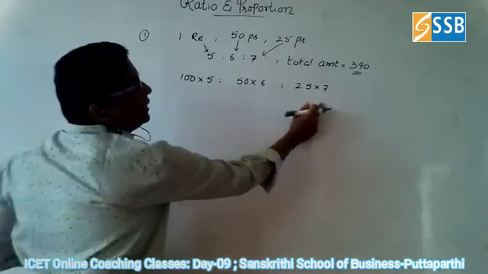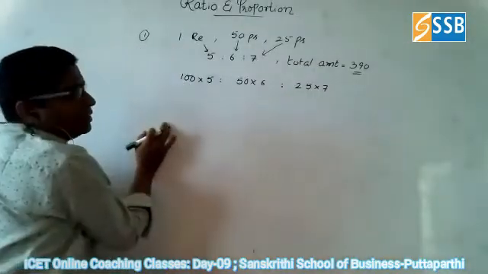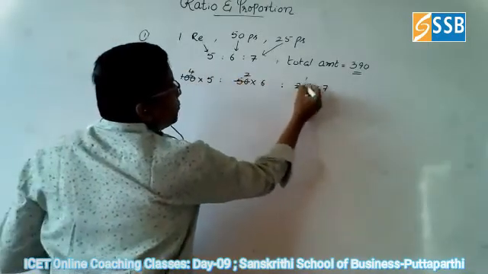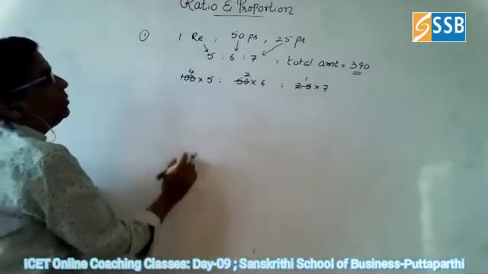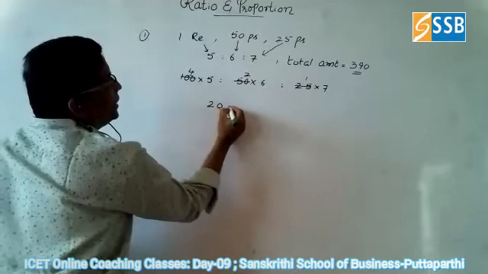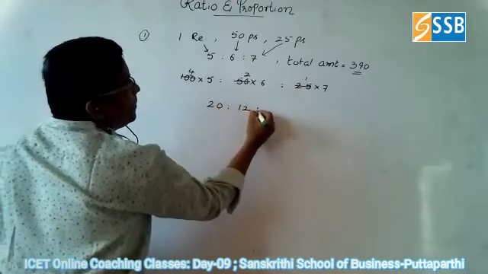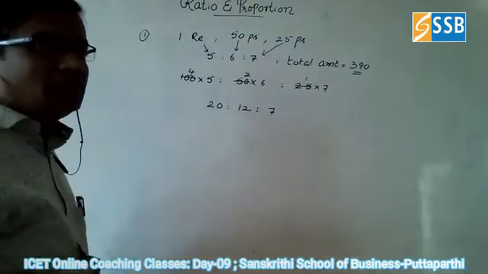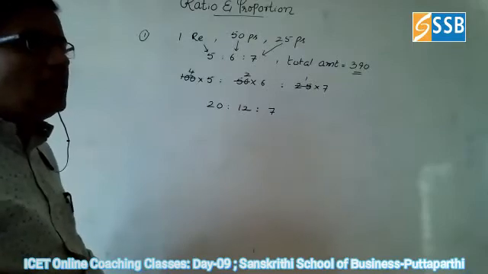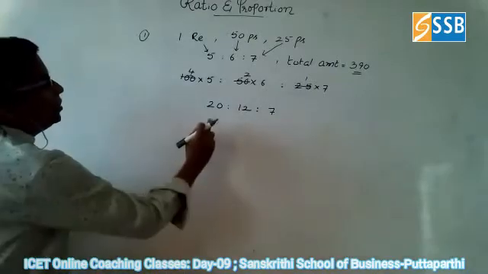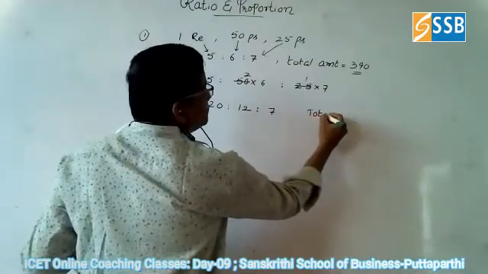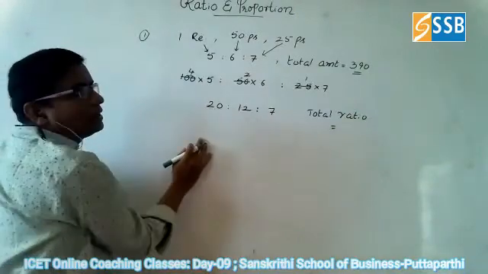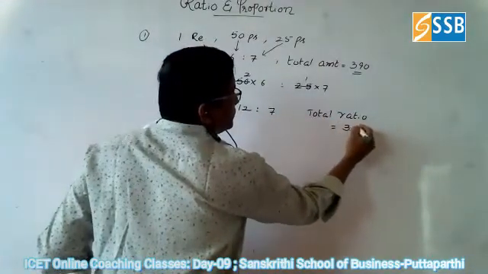Now you simplify it. All these ratios are in multiplication. 25 4s are 100, 25 2s are 50, 25 1s are 25. Again, it can't be simplified. 4 5s are 20 is to 2 6s are 12 is to 7 1s are 7. It can't be simplified further. So now we want each denomination. First of all, find the total ratio. Total ratio is 20 plus 12, 32, 32 plus 7, 39.